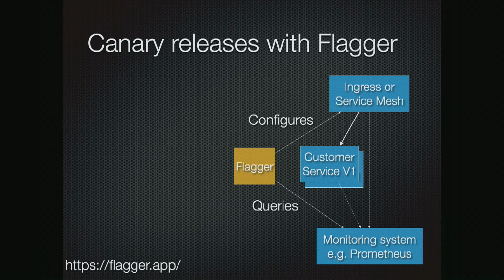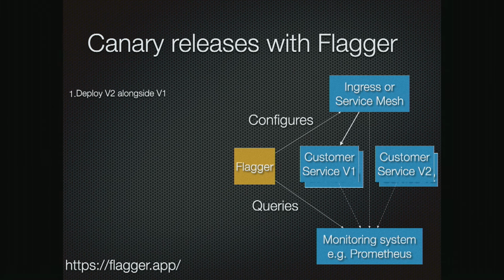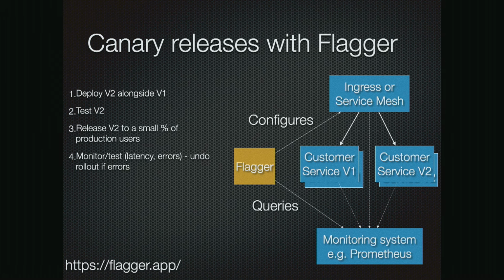It works with either ingress controllers or service meshes to do the traffic routing. And it uses something like Prometheus, some monitoring system, to figure out whether the newly deployed service is healthy. So you can deploy the new version alongside the old version. Don't route any traffic to it, but maybe test it in some fashion. And then you can incrementally start shifting traffic from the old version to the new version, gradually ramping up the amount of traffic, right?